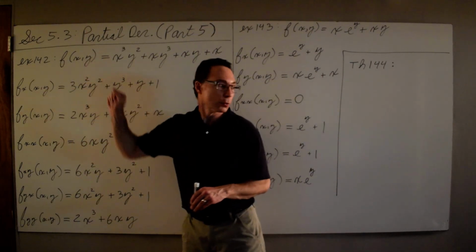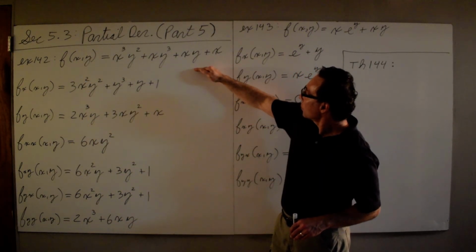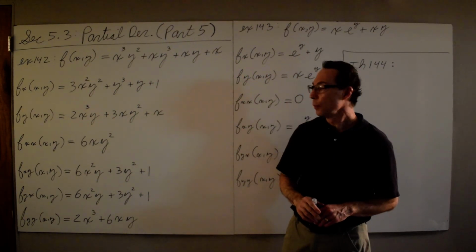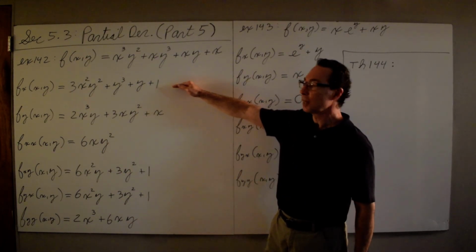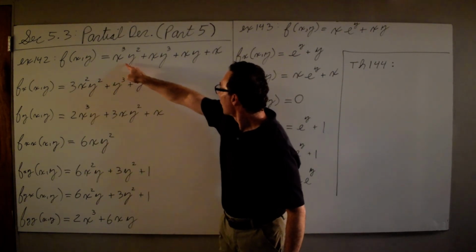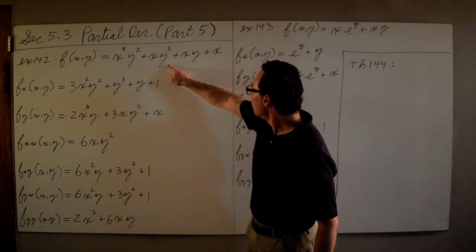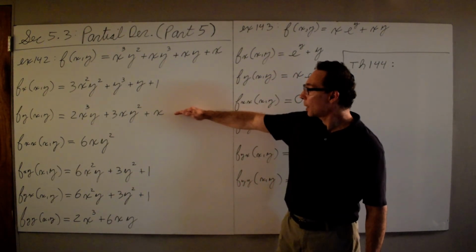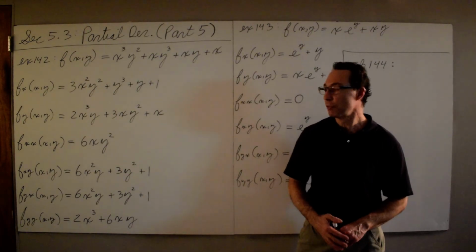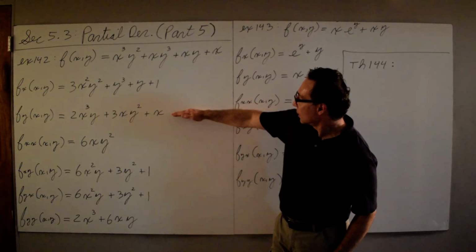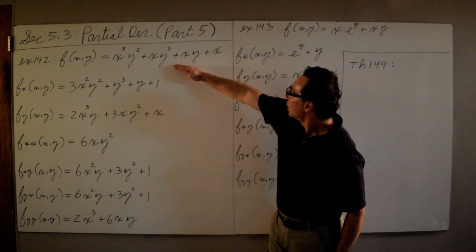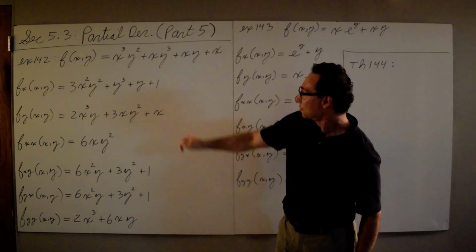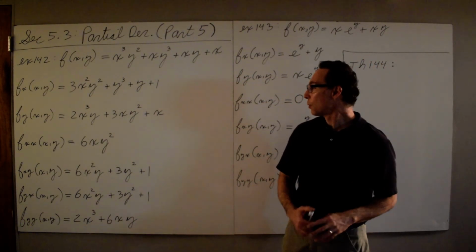So we start with f of x y. This is a polynomial of two variables, x cubed y squared plus x y cubed plus x y plus x. We start by calculating the partial derivative with respect to x, which is 3x squared y squared plus y cubed plus y plus 1. Then we calculate the partial derivative with respect to y. Again, we're considering y a variable and we pretend x is a constant. So we have 2x cubed y plus 3x y squared plus x plus 0. That's the partial derivative with respect to y.